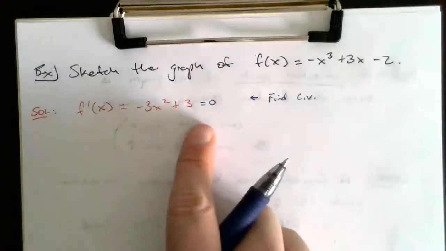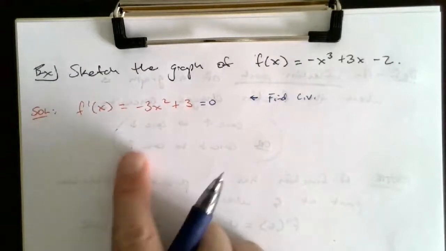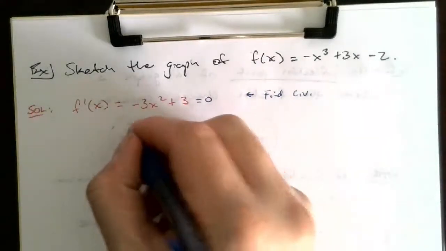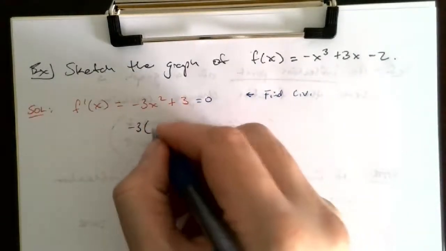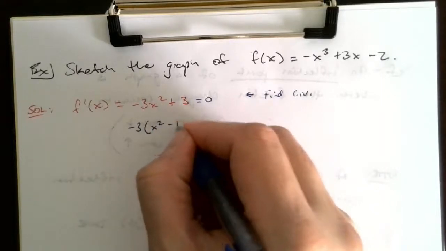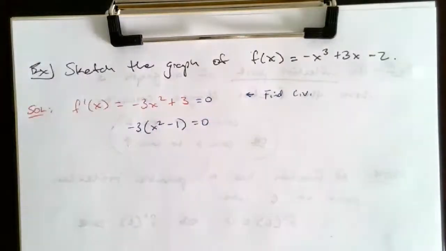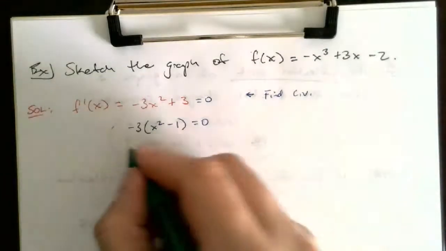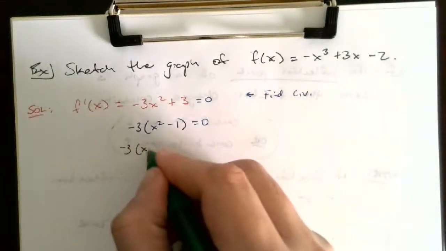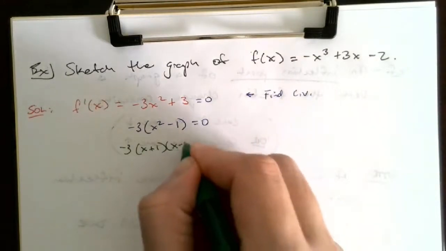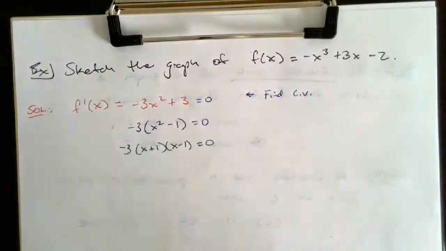So you have negative 3x squared plus 3 equals 0. To solve this, you want to factor. I'll factor a GCF of negative 3 out. So I have x squared minus 1 equals 0. Negative 3 times x squared minus 1 equals 0. This factors as negative 3 times x plus 1 times x minus 1 equals 0.